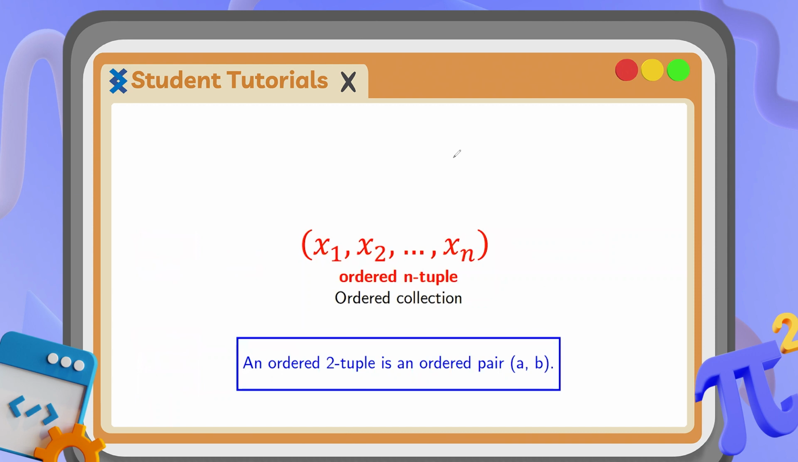So next we have tuples. Here we have an ordered n-tuple which contains n elements, which is an ordered collection as compared to sets. An ordered 2-tuple is an ordered pair (a, b), which you've seen a lot in plotting graphs. So like if we have (1, 1) here, that's an ordered pair. Or if we say we have something like (x, -y), then this is also another ordered pair.